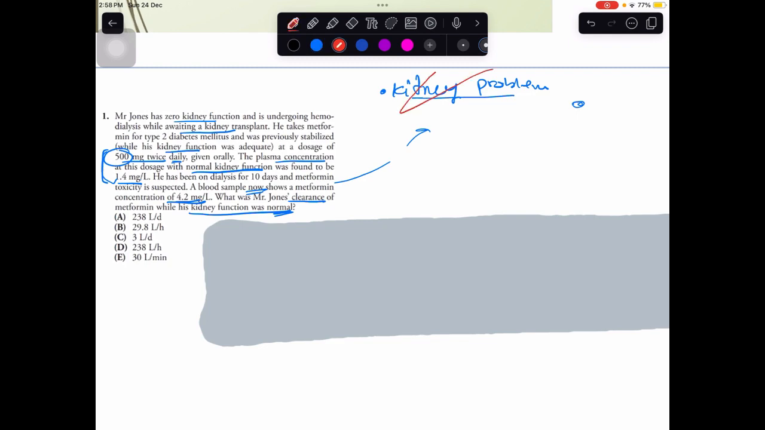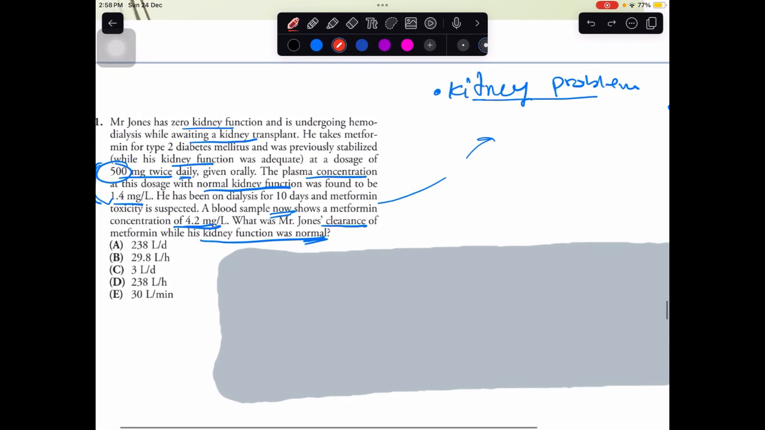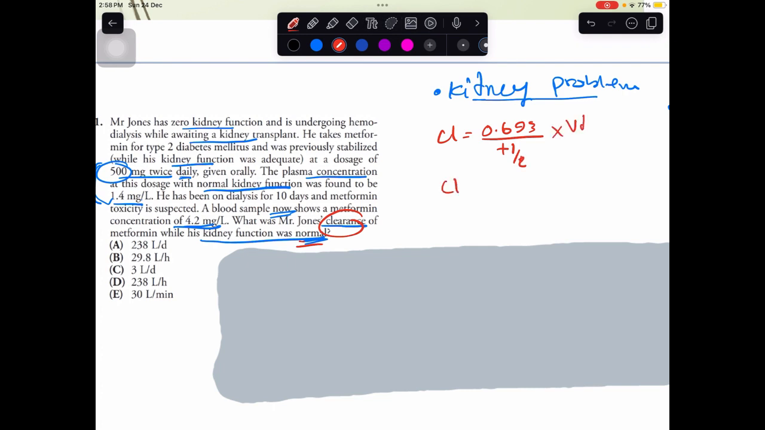So now I don't have to look at the kidney problem. They're saying what was the clearance when he was normal. So first, let's look about the clearance. Let's remember what were the clearance formulas. I will write them down. The clearance, we have 0.6932 divided by T half times VD. And another one was the clearance equals the rate in, or the infusion rate, divided by my CSS.